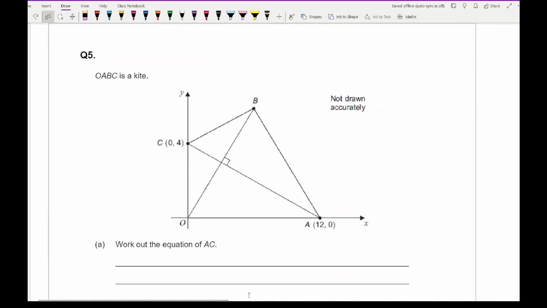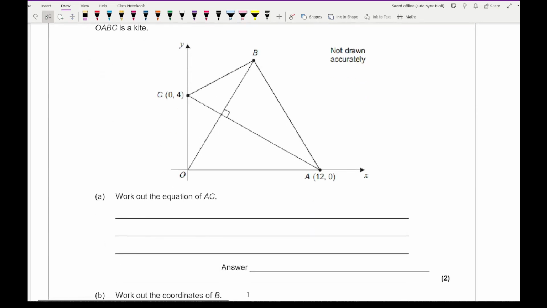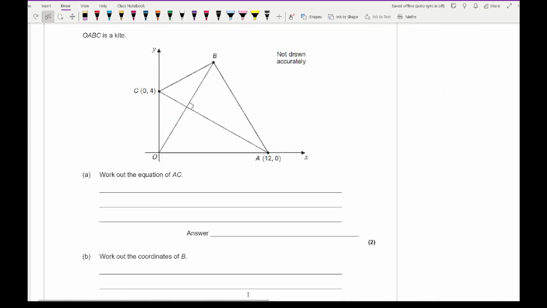Moving on to question 5, it says that OBC is a kite, and the first question is asking us to work out the equation of AC. I'm just going to zoom out because with part B it's quite a big question and I need the diagram. So looking at the first question, the first thing I need to do is to work out the gradient of AC. For this I can use the diagram. So the height is 4, the base is 12, so the gradient is going to be 4 over 12, and it's going down, so it's minus, so that's going to be minus 1/3, and the y-intercept is 4, so therefore the equation of the line is going to be y equals minus 1/3 x plus 4.